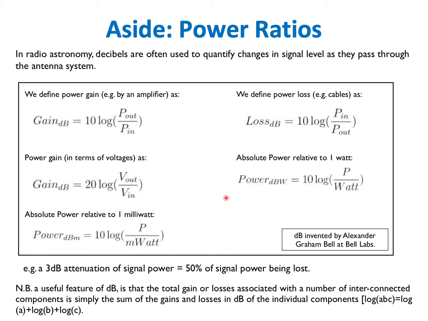So in that case, we can relate it either to a watt, but actually in radio astronomy signals are very weak, so we generally relate them to milliwatts. So in that case, if you want an absolute power, you get a power not in dB, but in dBm. The little m here is for milliwatt. So if you have a power of 1 milliwatt, then you have a signal that's 0 dBm.